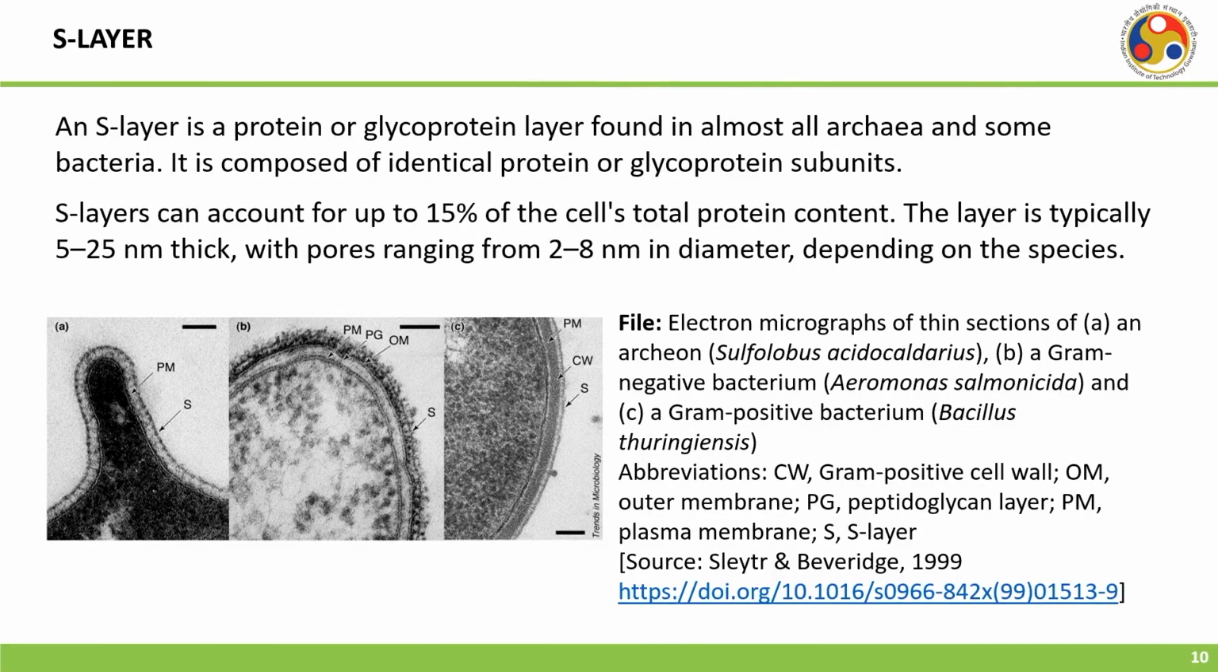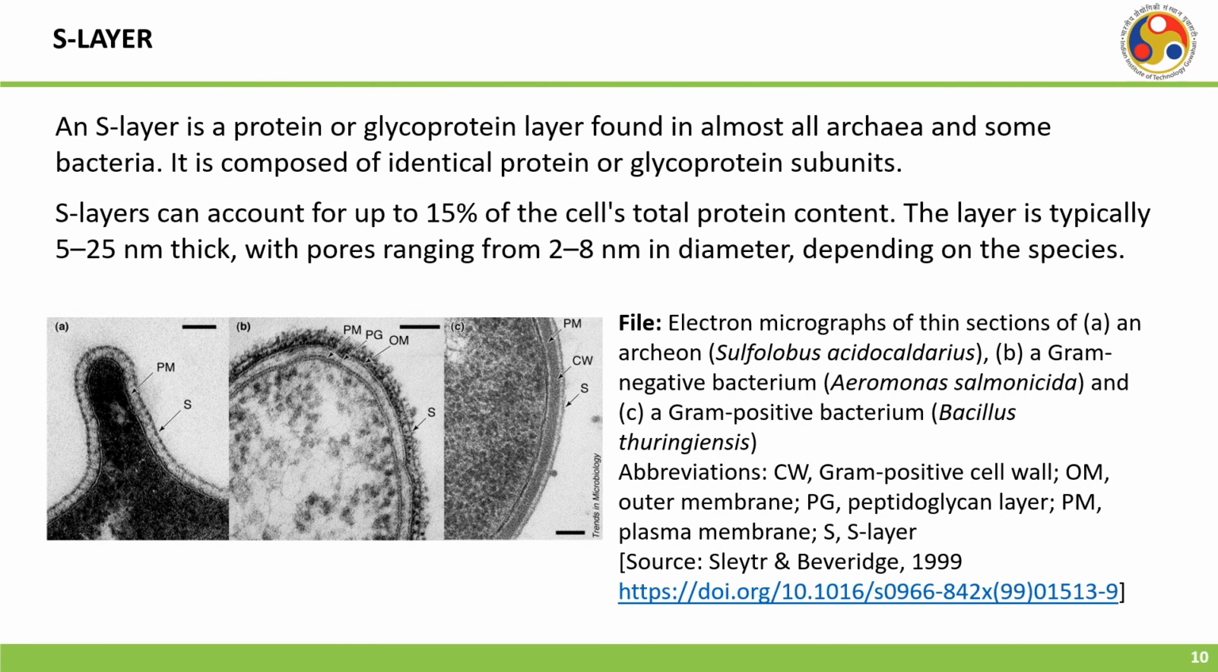What is an S layer? An S layer is a protein or glycoprotein layer found in almost all archaea and some bacteria. It is composed of identical protein or glycoprotein subunits. S layers can account for up to 15% of the cell's total protein content. The layer is typically 5 to 25 nanometers thick with pores ranging from 2 to 8 nanometers in diameter depending on the species.